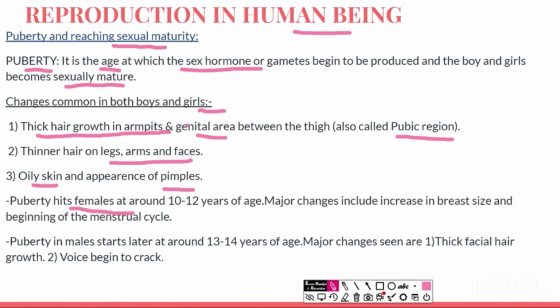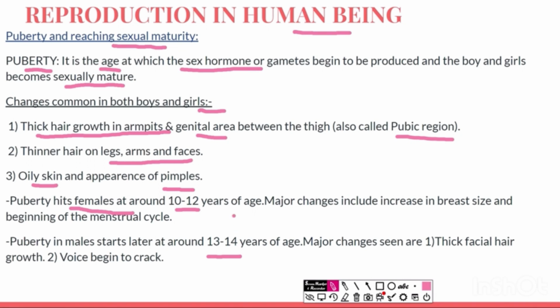We have seen the changes which are common in both boys and girls. Now coming particularly to females. Females on average hit puberty at around 10 to 12 years of age, which is relatively earlier than males. Males hit puberty around 13 to 14 years of age.